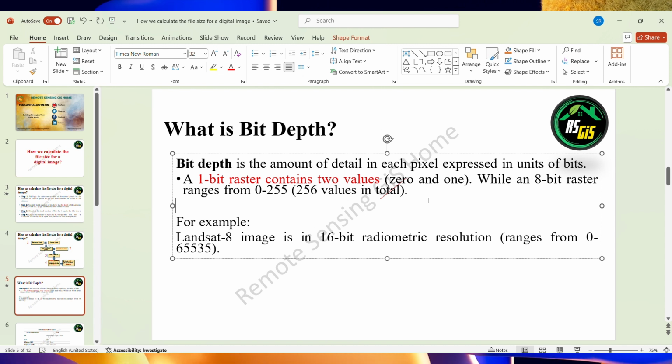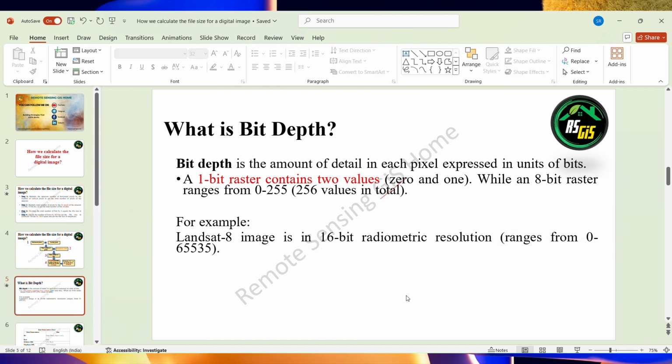If we take the example of Landsat 8, the 16-bit radiometric resolution means it carries values ranging from 0 to 65535. This is the bit depth.